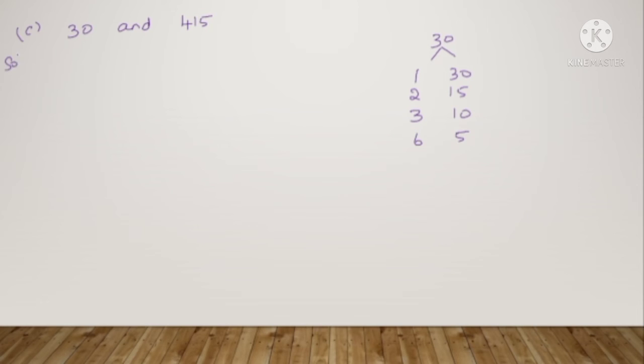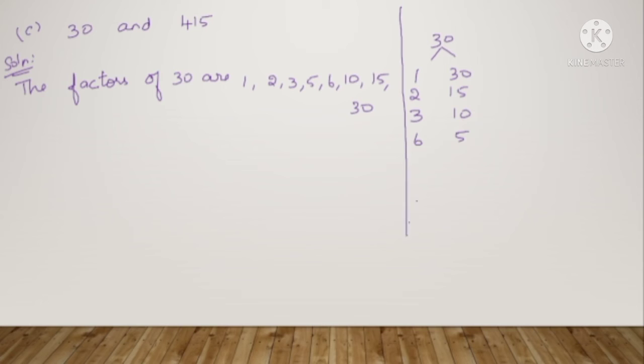So now let us write the factors for 30. So the factors for 30 are 1, 2, 3, 5, 6, 10, 15 and then 30. Now we have to find the factors for 415.